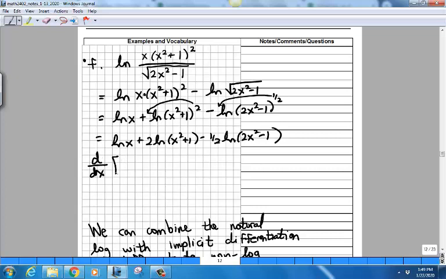All right, so I have to rewrite all of this. The derivative of natural log of x plus 2 natural log of x squared plus 1 minus 1/2 natural log of 2x squared minus 1. Okay, so how do we differentiate this now? Just go term by term and take the derivative.